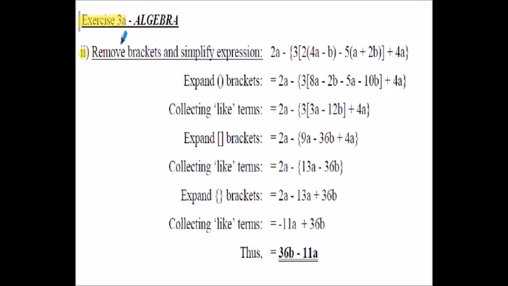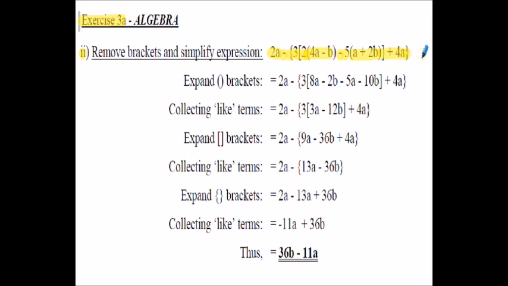Exercise 3a part 2, a more complicated expression to simplify. There are lots of different brackets here, different styles of brackets. I've only used those to show that we've got nested brackets here, to make it easier to see that there are 3 nested brackets. So we're given the expression 2a, take away, open first bracket, 3, open second bracket, 2, multiply open third bracket, of 4a minus b, close bracket, take away the 5, then a plus 2b in the next bracket, close the bracket, plus 4a, close the final bracket.